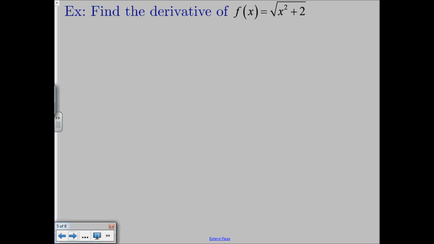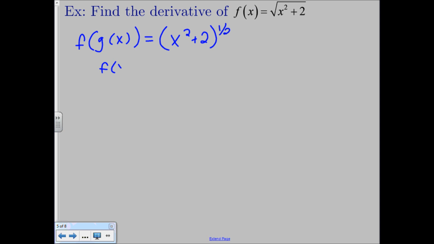So let's have the first example be find the derivative of f of x equals the square root of x squared plus 2. So it might be useful for us to rewrite it as f of g of x to look like our formula, equaling, instead of writing the root, making it an exponent, x squared plus 2, all raised to the 1/2. Where f of x is going to be that x to the 1/2, and g of x is x squared plus 2. So that would be the composition of our functions.